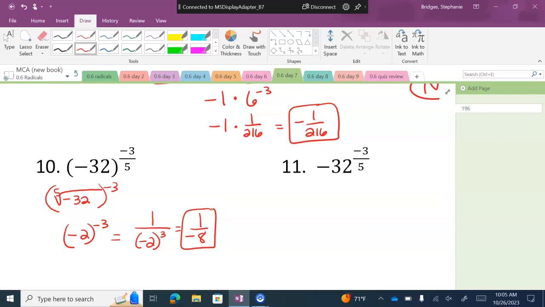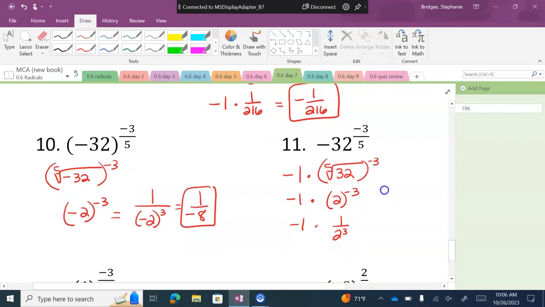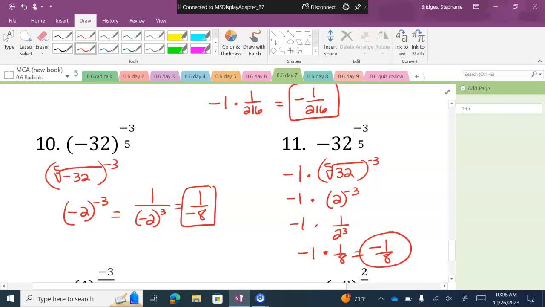All right. 11. Same thing, except for this time my negative is going to stay until I'm finished simplifying. So when I take the fifth root, it's just of positive 32. You told me the fifth root of 32 was 2. 2 to the negative 3 is 1 over 2 to the third, which is 1 over 8. Did we get the same answer this time? We did, right? We got a negative 1/8, wherever the negative is, as long as it's in the answer. The reason is because that was an odd root instead of an even.